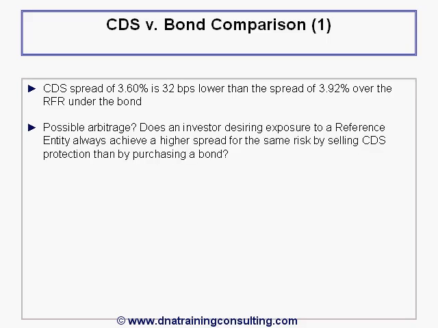Is there an arbitrage? Does an investor who desires exposure to a reference entity always achieve a higher spread for the same level of risk by selling protection in the CDS market instead of purchasing a bond? Click pause to think about this question, focusing especially on two cash flow characteristics of the CDS that we have described that are different from a bond and that bring down the spread of the CDS relative to that of a bond.